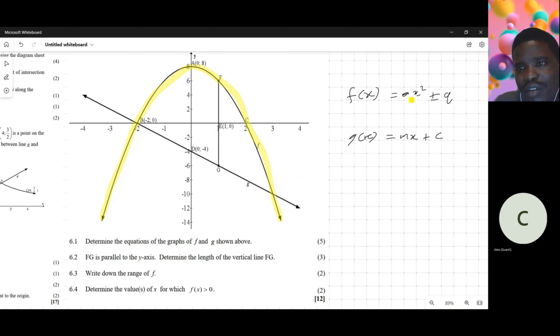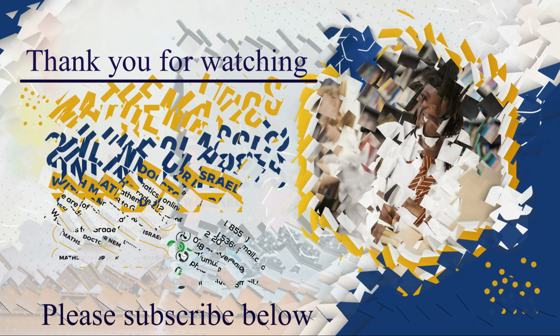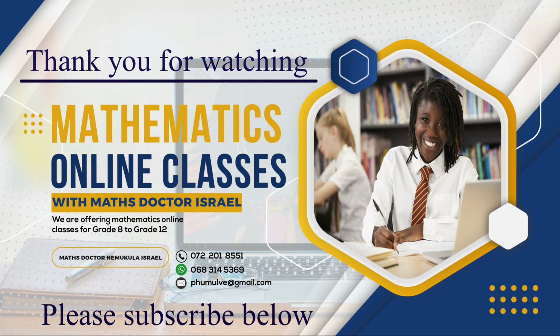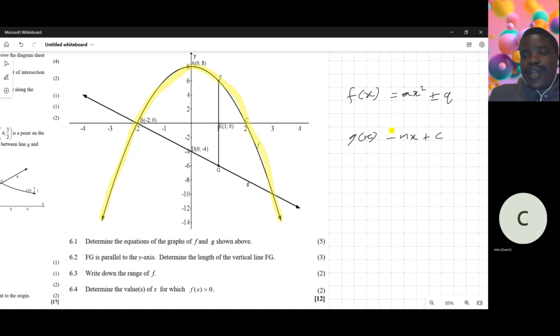Then what will I do to find the value of A? We have the value of Q. After we find the value of Q, we can now substitute one of the coordinates, whether it's point B, since point B is on F, as you can see there, and also point C. But point B is indicated, which is an advantage for us. We'll use point B to solve for A. But what we know is that the value of A must be negative since the graph is concave down.